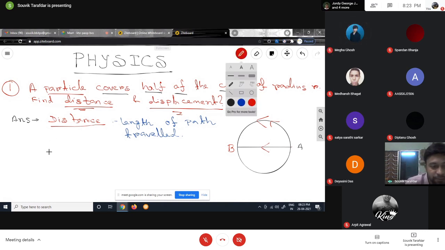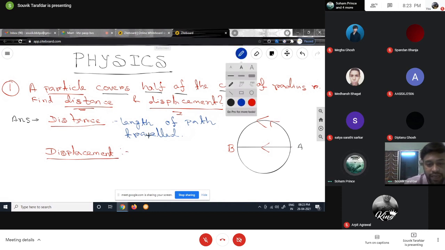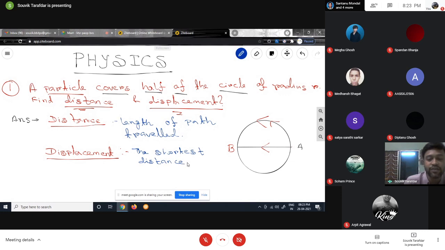And what is displacement, students? Any idea what displacement is? The shortest distance between the initial position and the final position. Very good. So I'm just writing in short: the shortest distance from initial to final point. So this is the concept of distance and displacement. Now these two concepts we need to use in our present numerical.